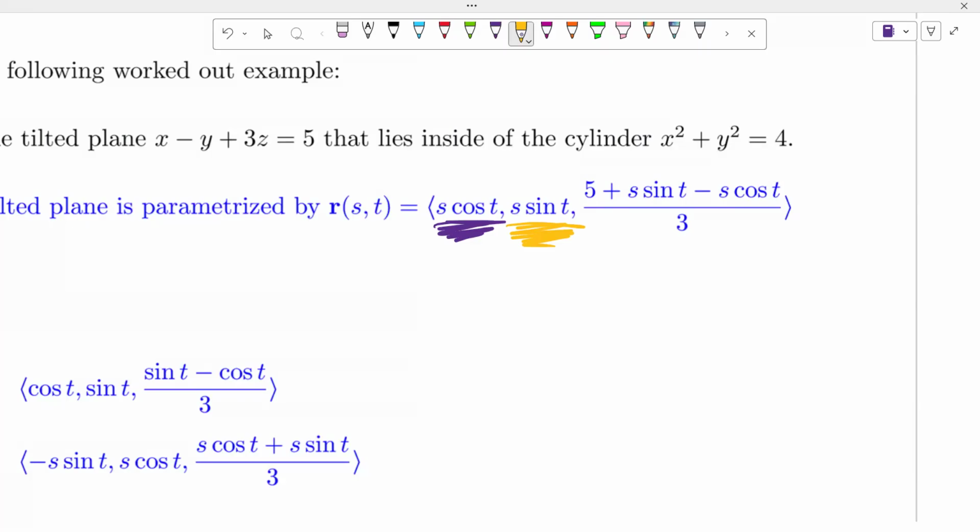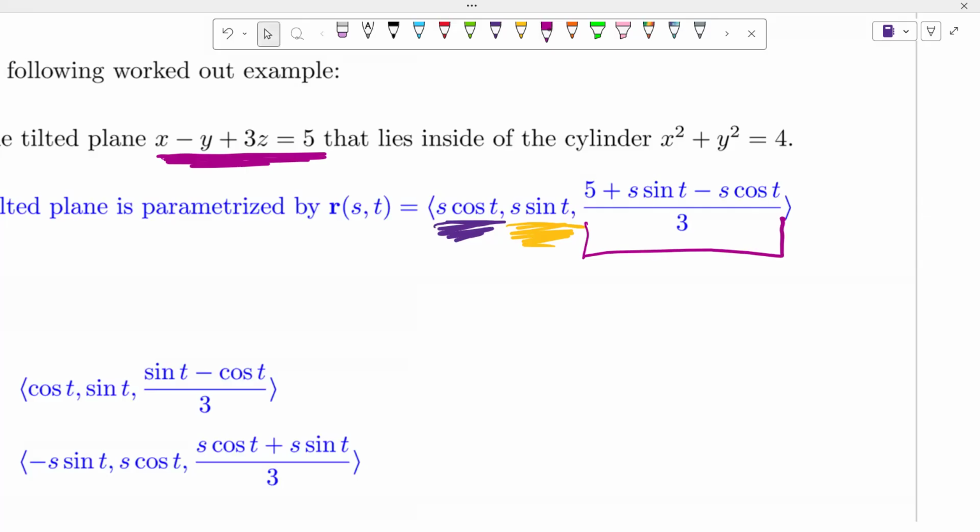And then, once I've got x and y, I'll just try to replace them in my equation for z, which is this guy right over here. And hopefully something that I can solve will show up. I can solve that equation for z, which gives me the replacement part over here: 5 plus s sine t minus s cosine t over 3, which is basically 5 plus y minus x over 3.